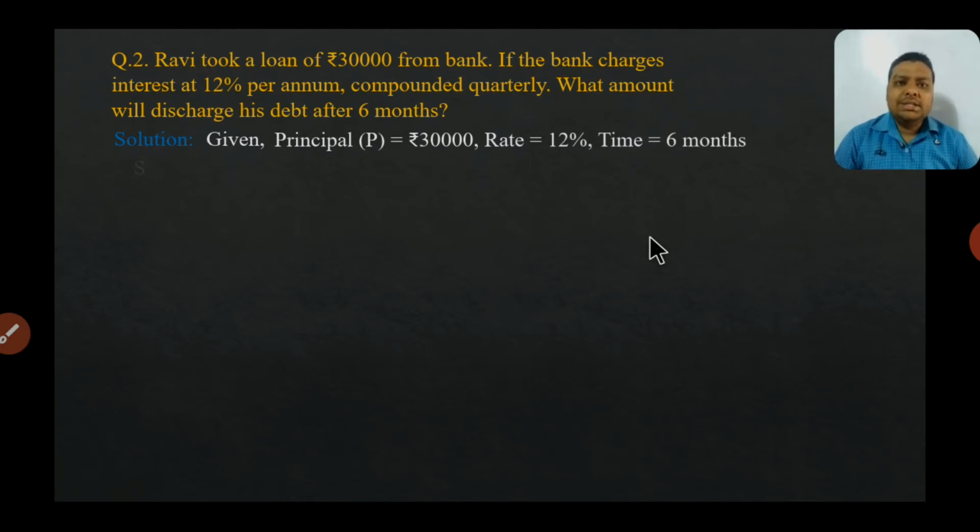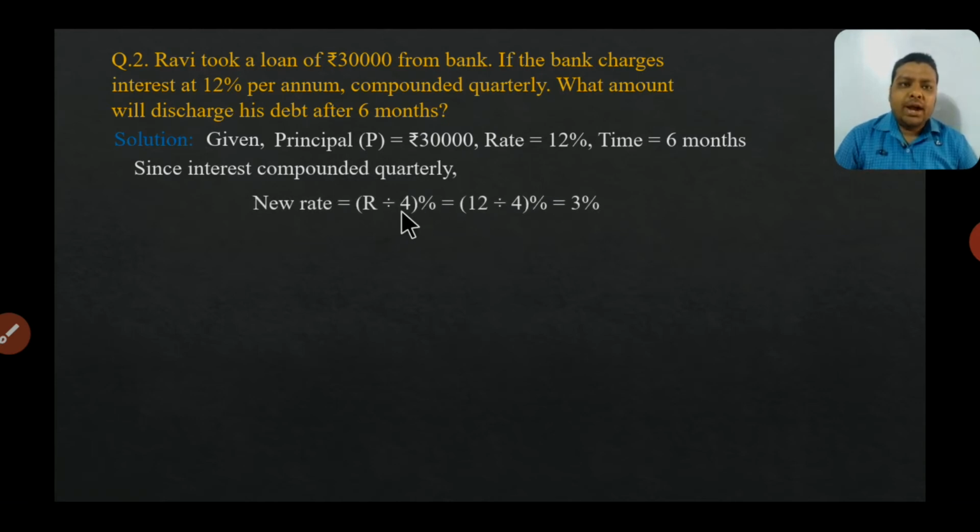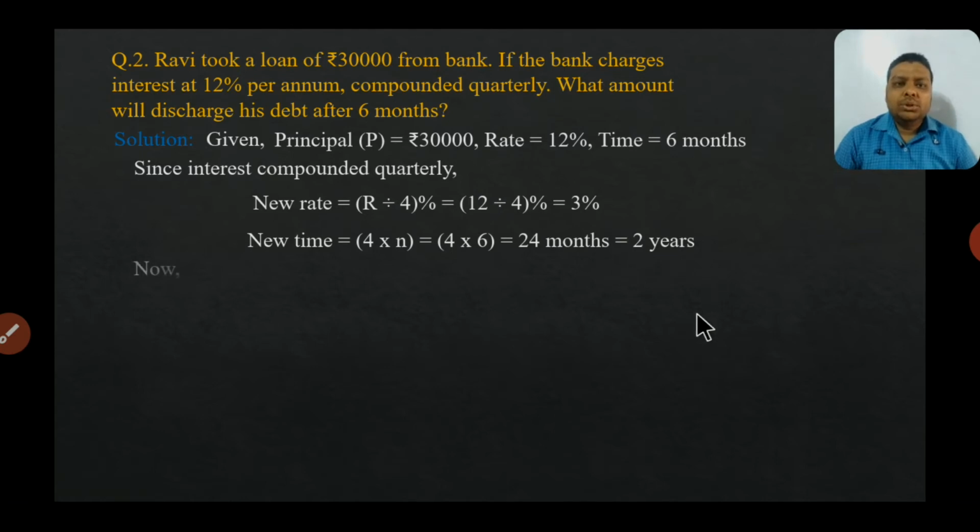Now since the interest is compounded quarterly, in that case we have to divide the rate by 4, so it will be 3%. Now we have to multiply 4 into n, and since n is in months, 4 into 6 is 24 months, which means 2 years. Now we got the rate and the time also. So the amount is equal to P into (1 plus R by 100) to the power n. Put the value: 1 plus 3 by 100, whole square.